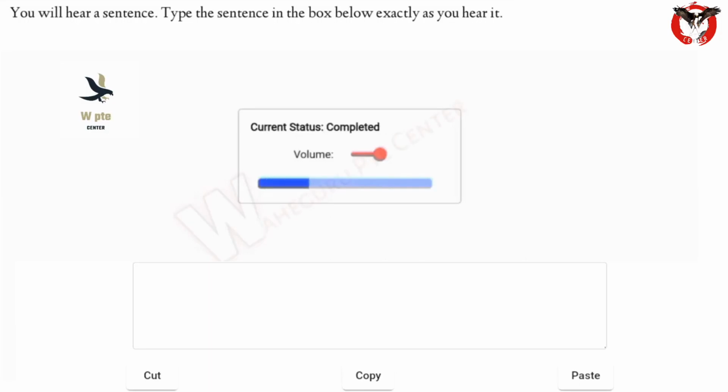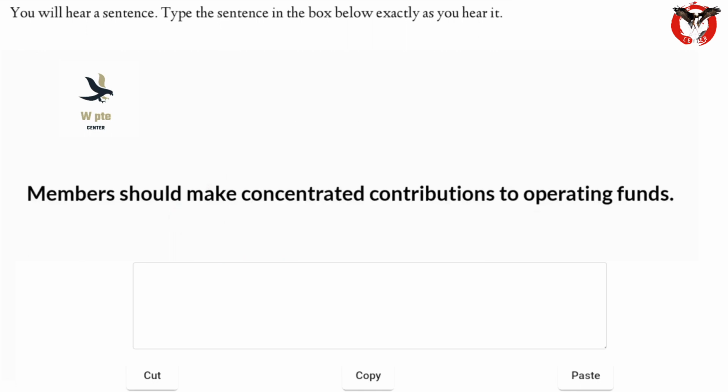Members should make concentrated contributions to operating funds.